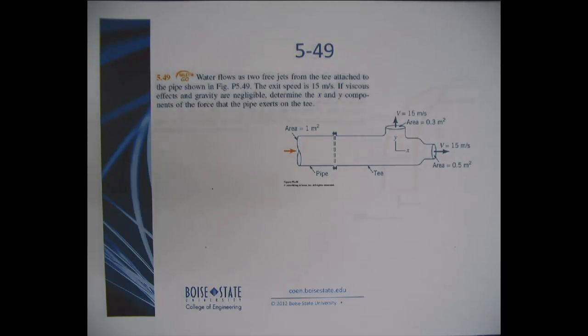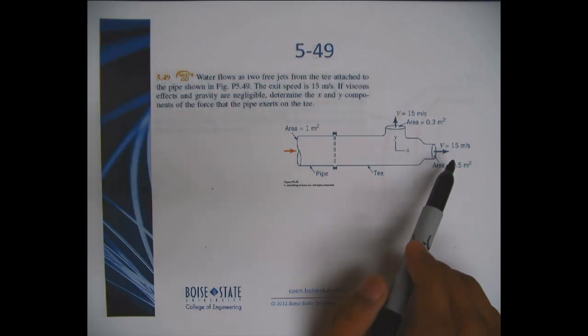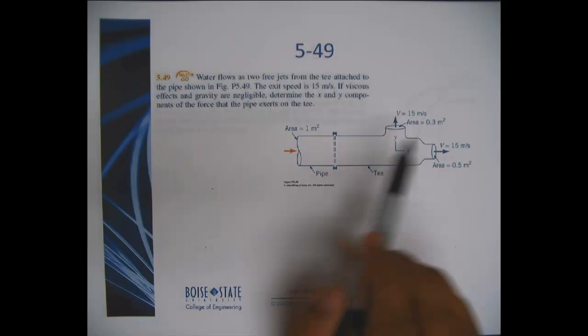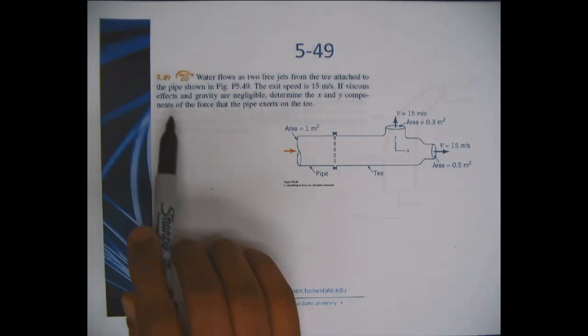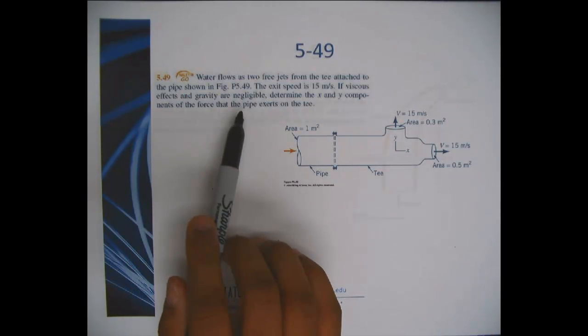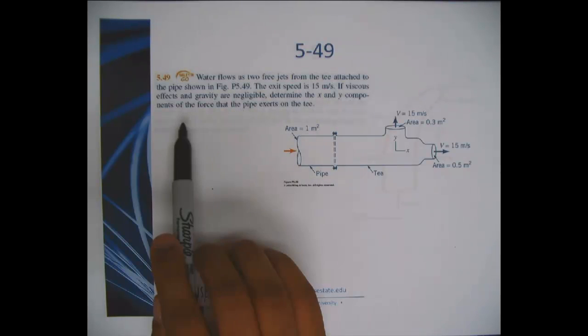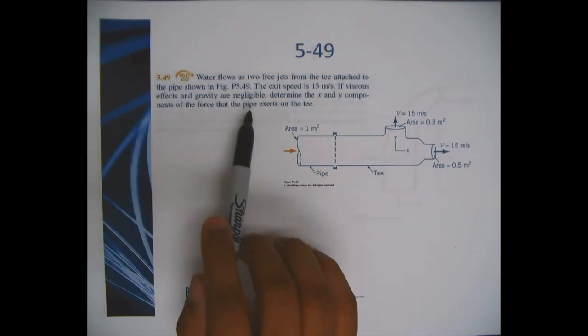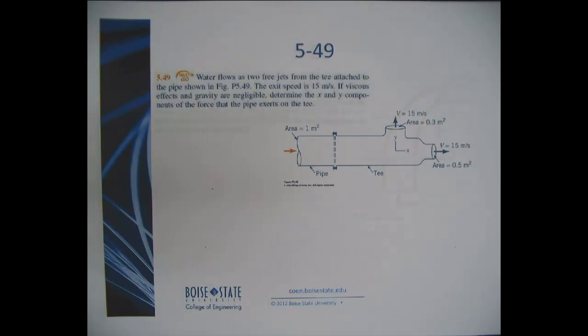Let's look at another problem. Water flows as two free jets from the T attached to the pipe shown. The exit speed is 15 meters per second at both these guys here. The viscous effects and gravity are negligible. Determine the x and y components of the force that the pipe exerts on this T.